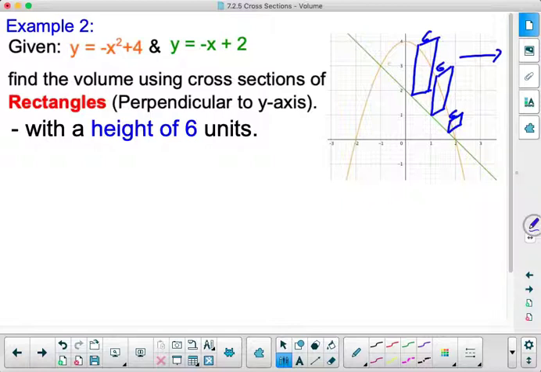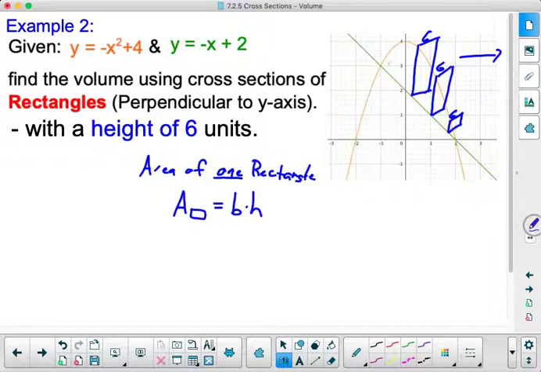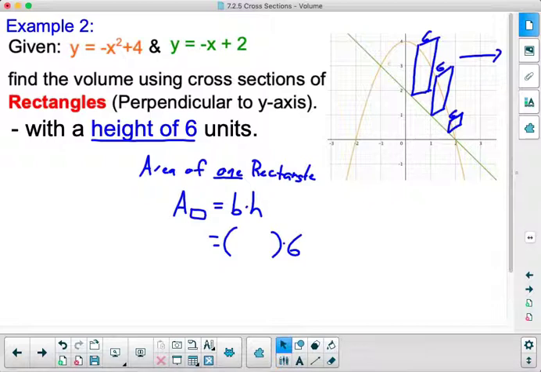So again, the goal right here, and this is the tough part, is you need to find the area of one rectangle. So that's the challenge. That's really the hard part. And a rectangle is just base times height. And Mr. Royk's making this easy on you because I'm telling you the height is 6. And they have to tell you this. It's not like you can do it where it changes. When you do cross sections, for a rectangle, you're always going to be given a set height.